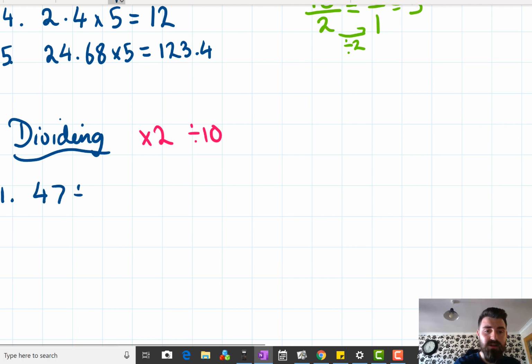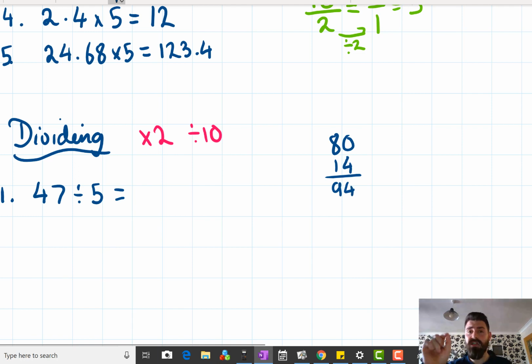Now, if we were to pick a number, say 47 divided by 5, let's see how that would work. If we was to double 47, we would get double 40 is 80, double 7 is 14, 80 plus 14 is 94. If we divide 94 by 10, you need to remember to move the decimal place 1 to the left, the opposite as to when you times by 10, where you move it 1 to the right. It becomes 9.4. Really, really quick method here.